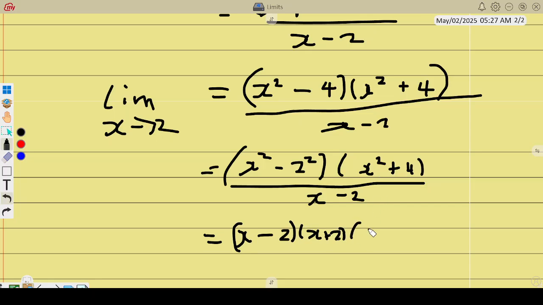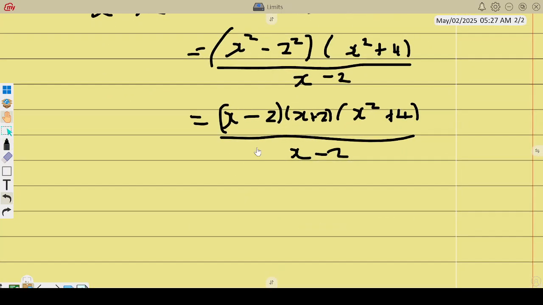Not forgetting we have this, and then we say everything is over x minus 2. And then from here, when you see the part where you're cancelling, then you divide, and you're going to remain with x plus 2 and x squared plus 4. At this point you can quickly substitute and then you find the answer.